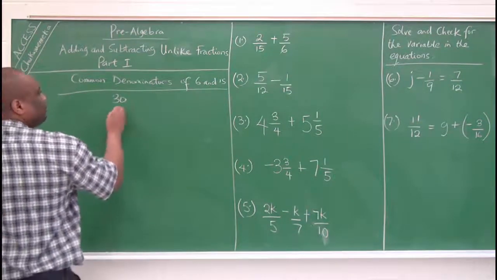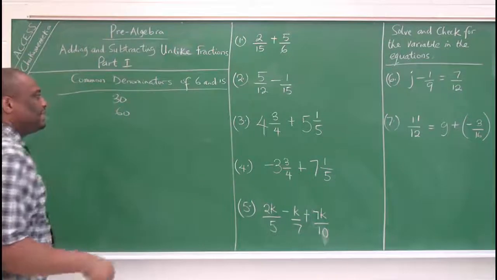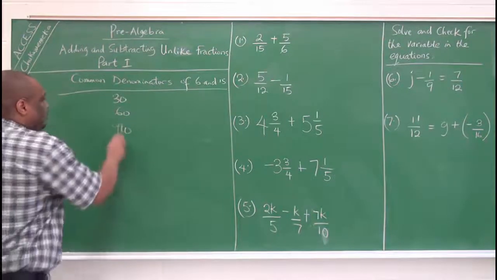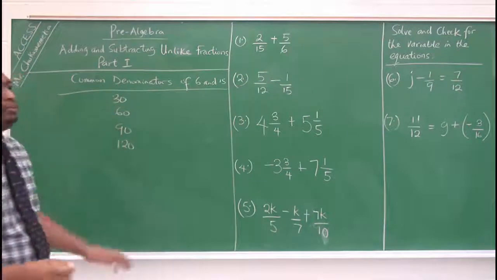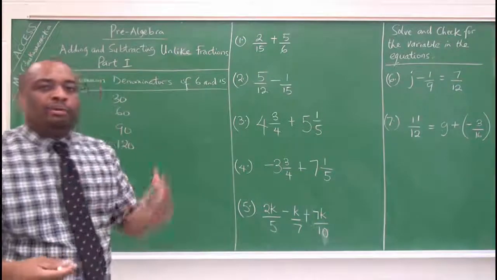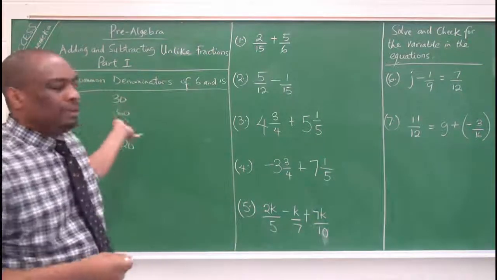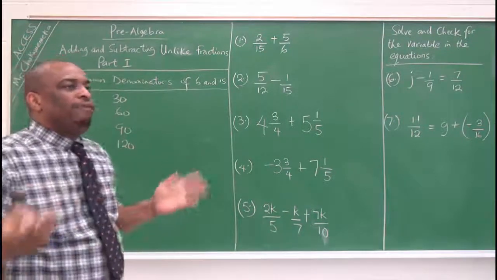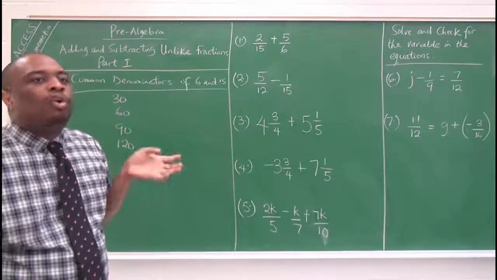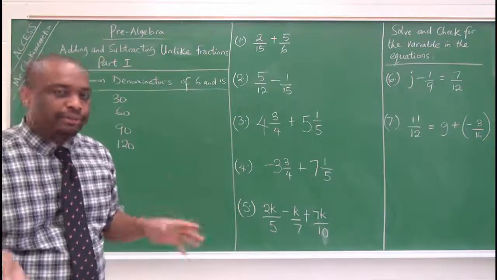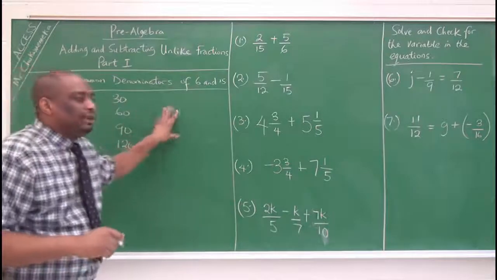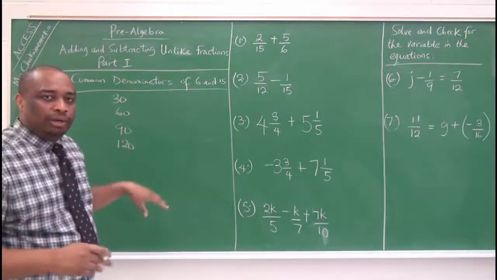Another one is what? 60. 60 is also a common denominator. 90 is also a common denominator. 120 and the rest of them. So you ask me now, how did you get this? How are you getting this? Right? And then of all these common denominators, which one do we actually need to use? That's a good question. Now, of all the common denominators, it does not matter. You can use any one.